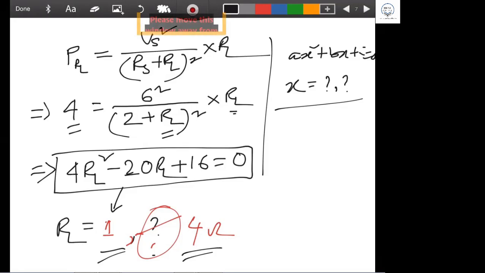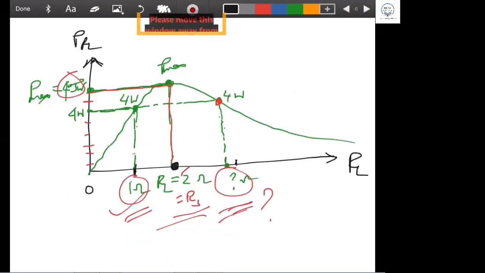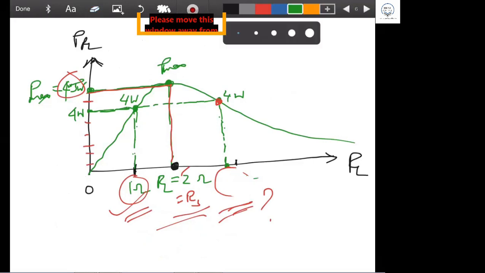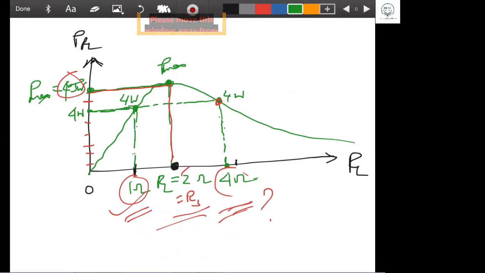You don't need to waste time. Now we can go back to this, and what we can do here is substitute this value here, as this is our 4 ohm. So at 4 ohm and at 1 ohm, we are getting these two values, which is 4 watt. So 4 watt power can be obtained for these 2 resistances.